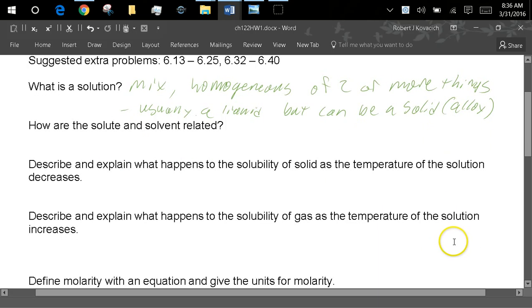All right. How are the solute and the solvent related to each other? And the solvent is the greatest quantity, and then the solute is the lesser quantity. Yep. More, less. There really isn't anything else to it.